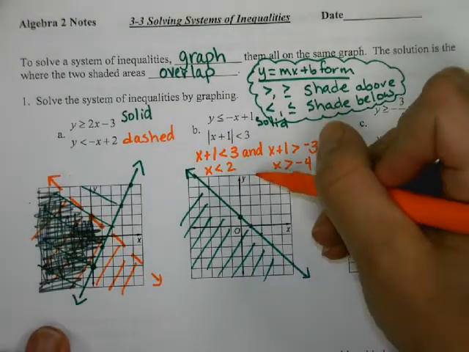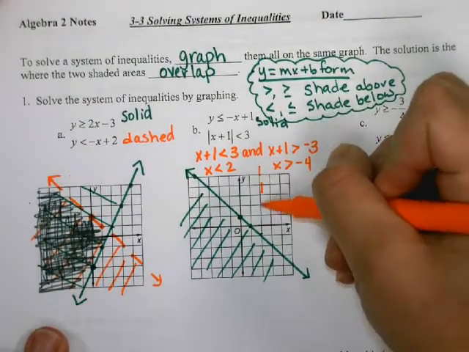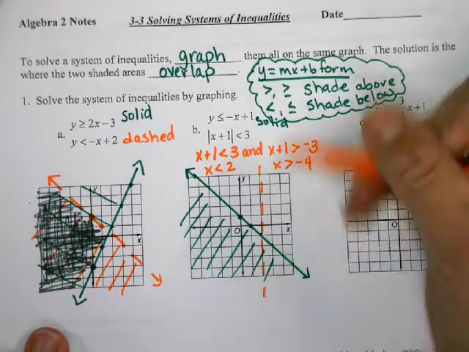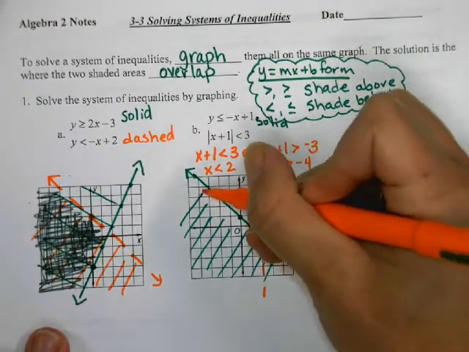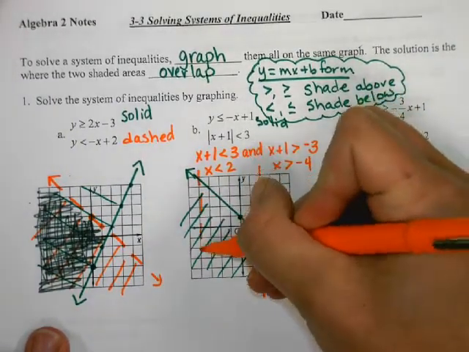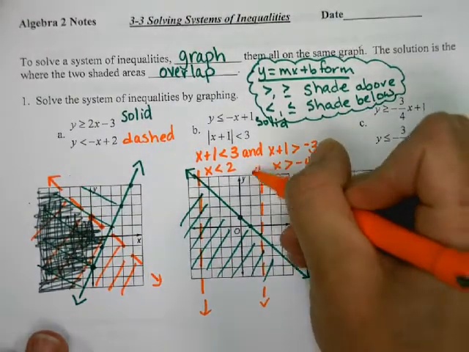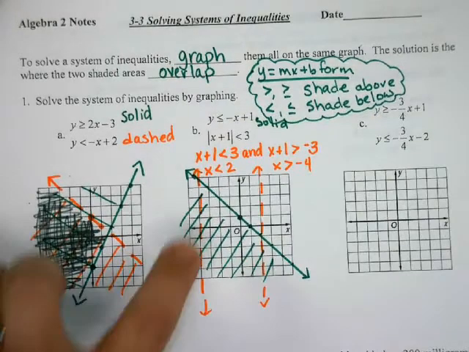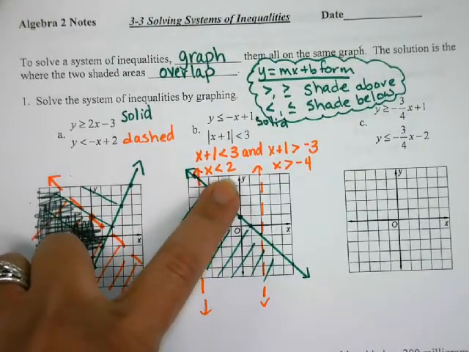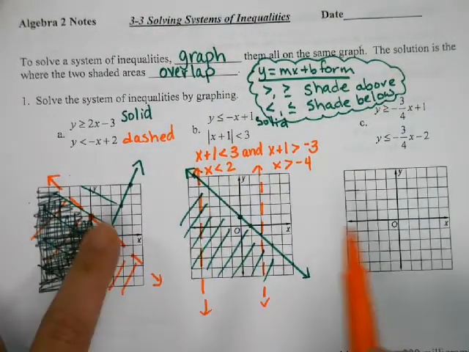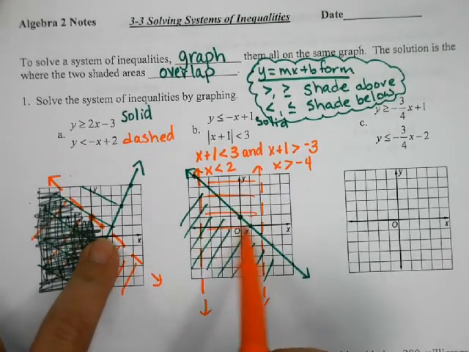Okay, that means I have a dotted line at positive 2. And a dotted line at negative 4. And we decided it was an and because I want things that are smaller than 2 and bigger than negative 4, so I'm shading in between.